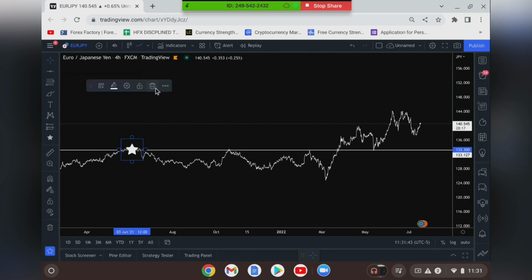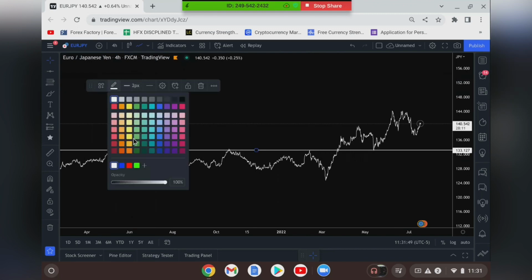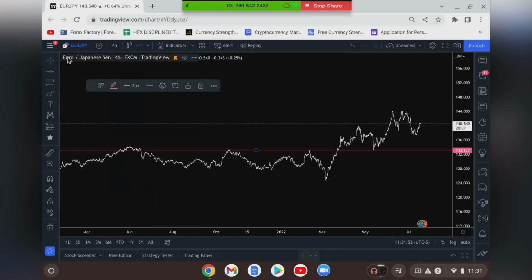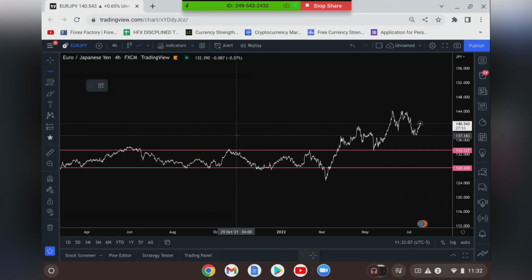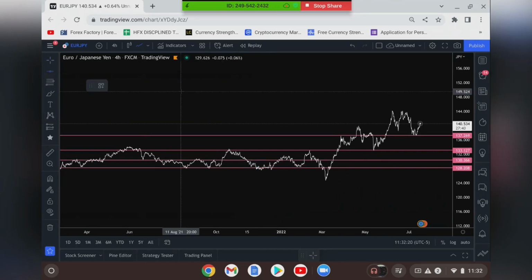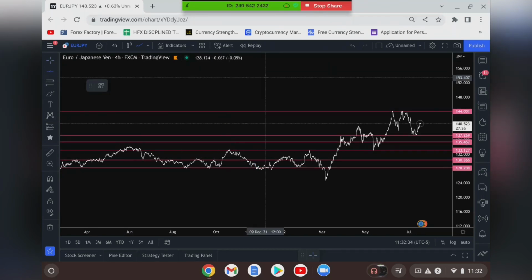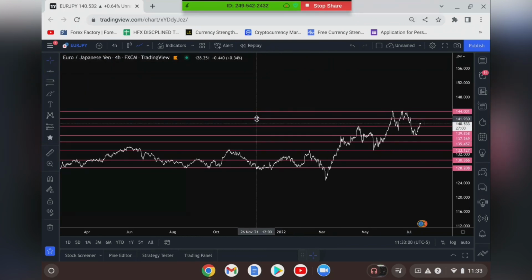Now, since we are here on the 4-hour time frame, I'm going to make the lines for my 4-hour time frame pink, okay? And I'm just going to mark some more zones. So I have all of the zones that I wanted to mark up here on the chart, okay?